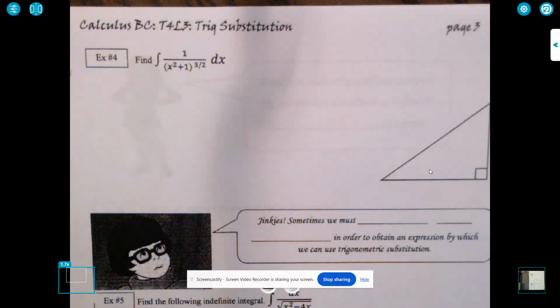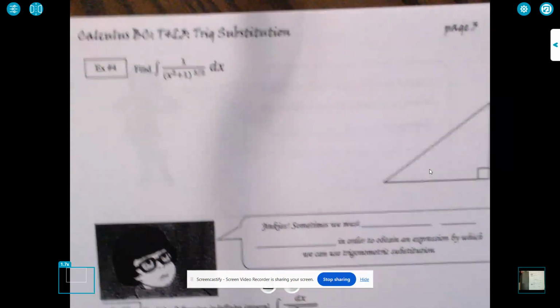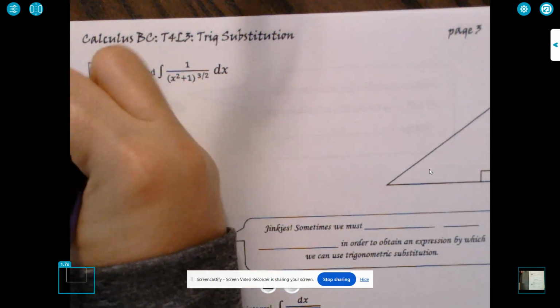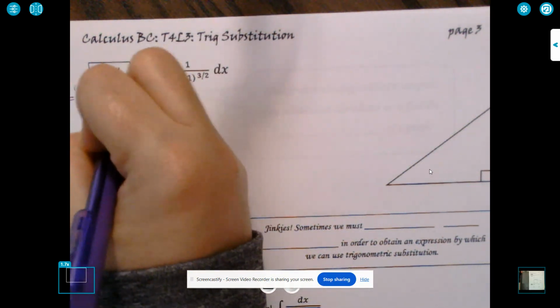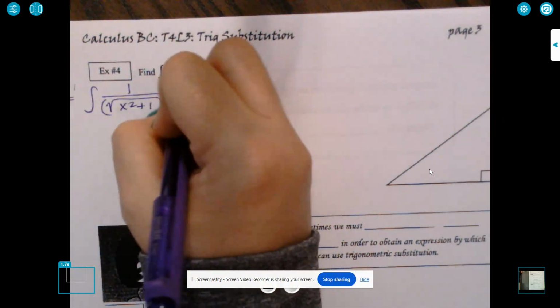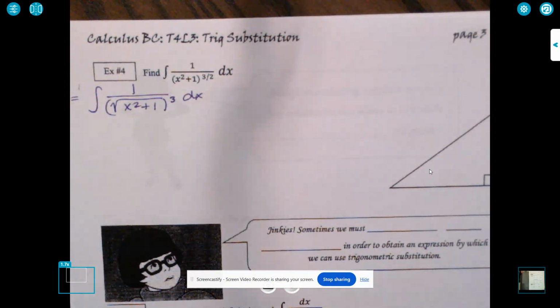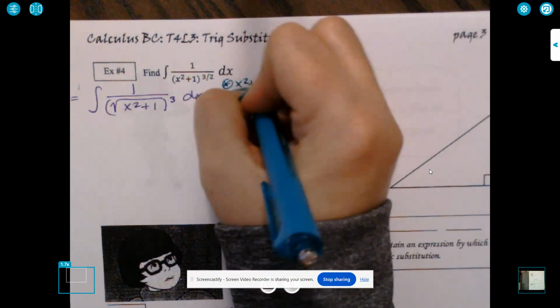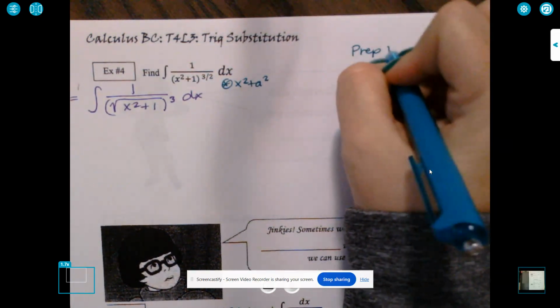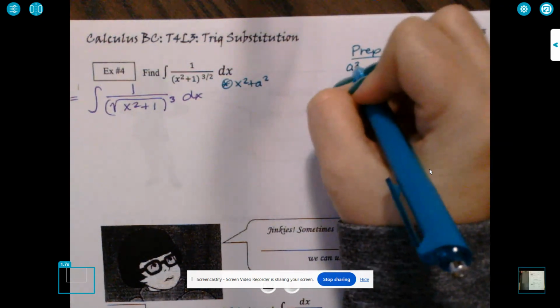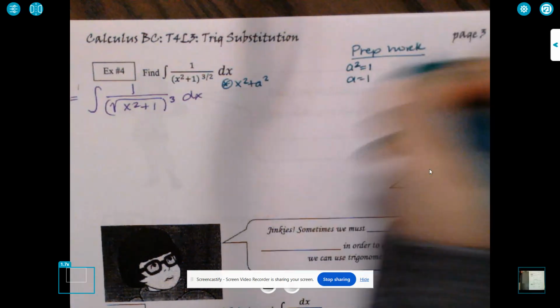All right, so looking at example number 4, we've got the antiderivative of 1 over x squared plus 1 to the 3/2 power. All right, so if we rewrote this, we could rewrite this as the antiderivative of 1 over the square root of x squared plus 1 to the 3rd power dx. Now it is in the form of the square root of x squared plus a squared. Okay, so if we did that, let's look at our prep work. Okay, a squared would be 1, therefore a would be 1.